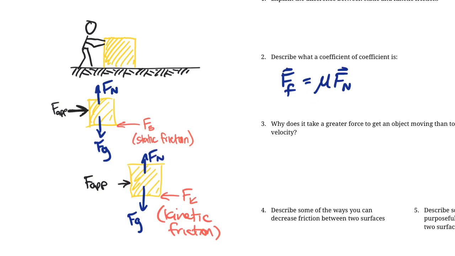But we have this weird symbol here. That's called mu. It's another Greek letter, and it sort of looks like a U with a tail on the front, right? That's basically what the symbol is. And we call that the coefficient of friction.